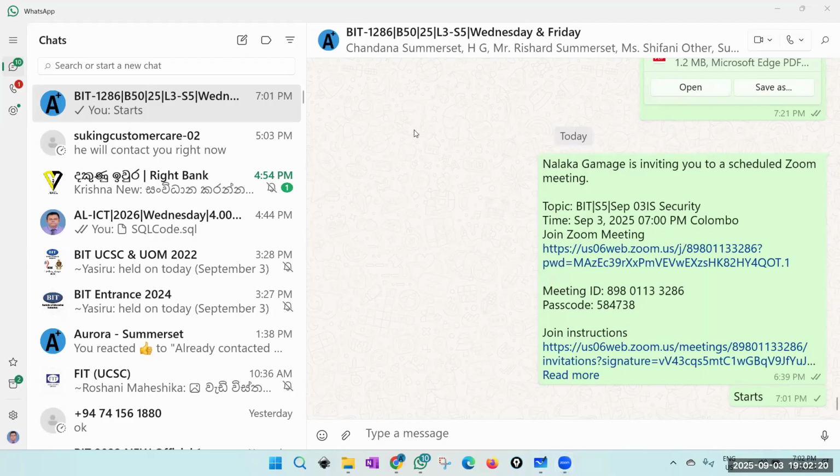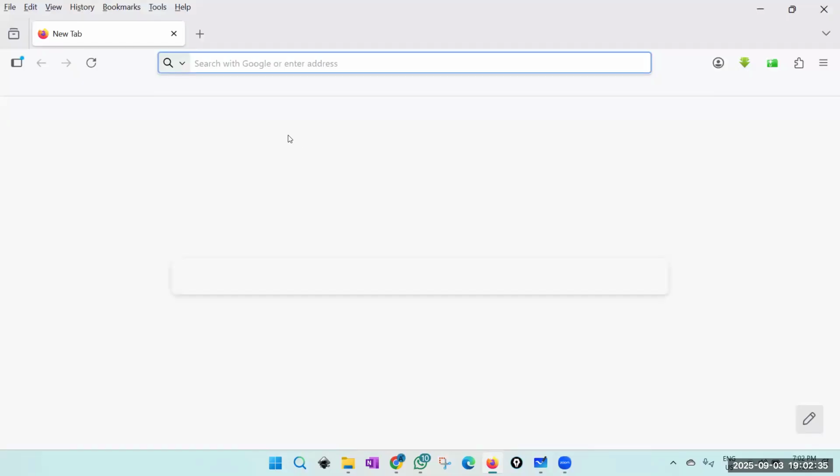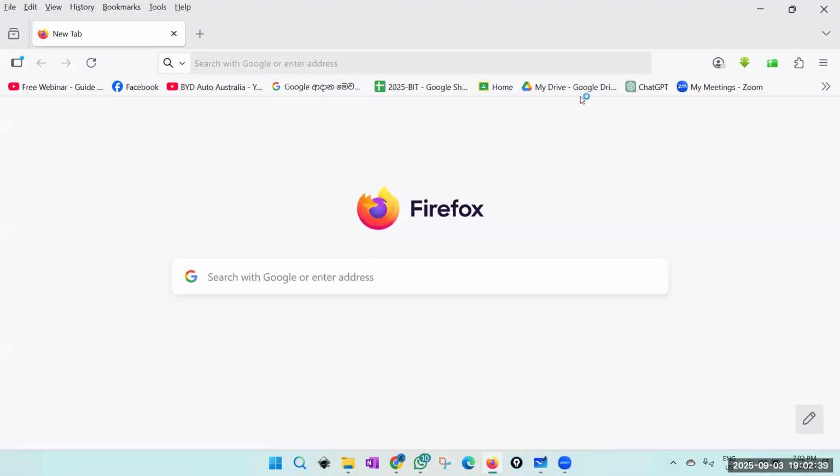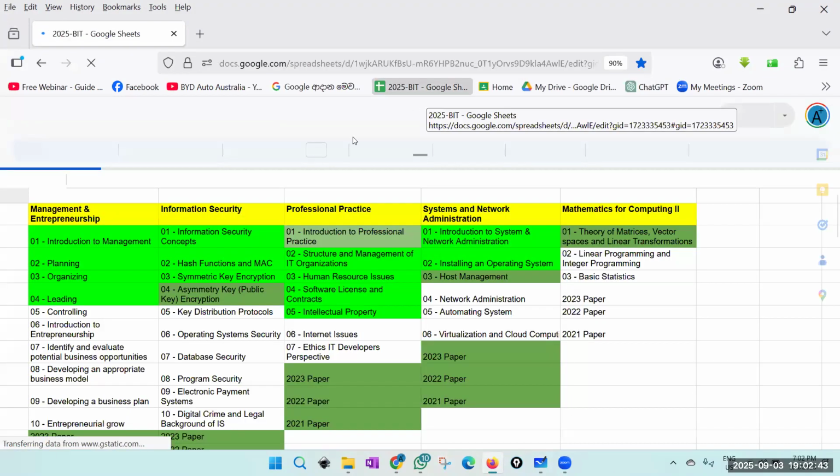Okay, good evening all. Right, so let's continue with our discussion on information system security. So last class we finished symmetric key cryptography, and also we started asymmetric key cryptography as well. So today we want to finish asymmetric key cryptography and do some past papers as well.